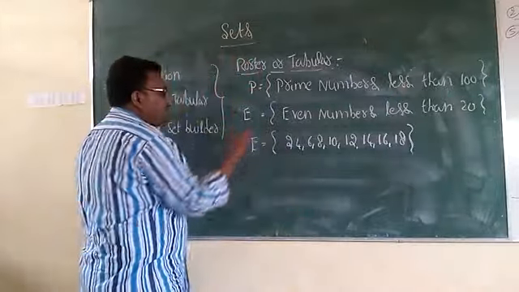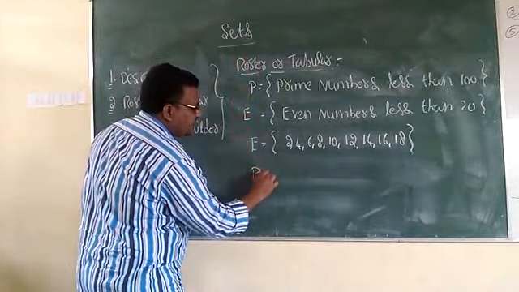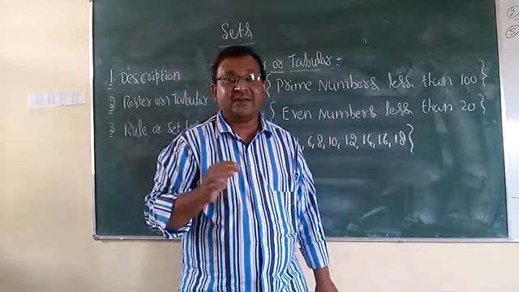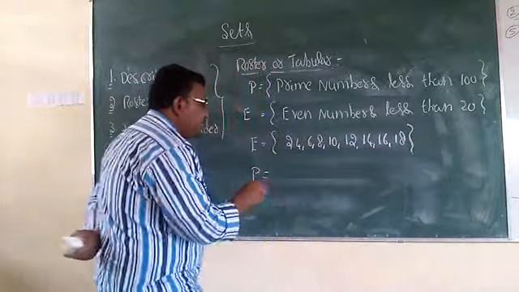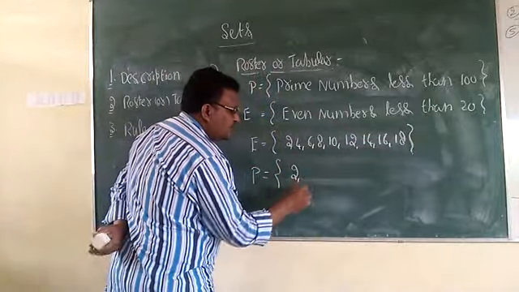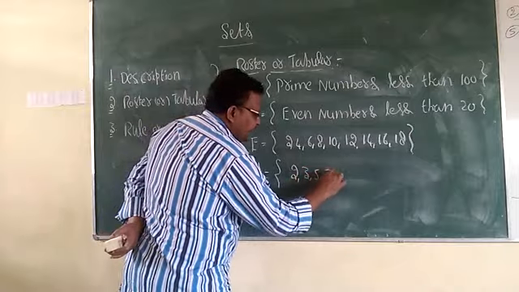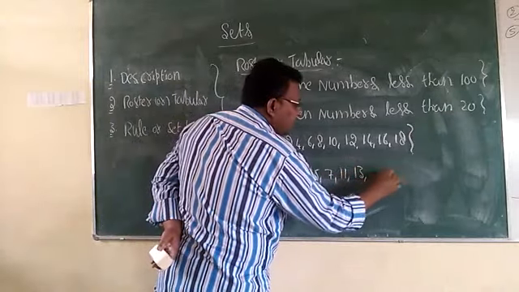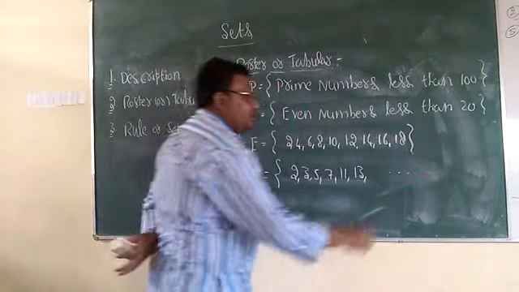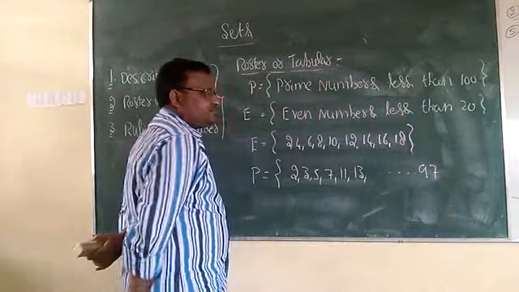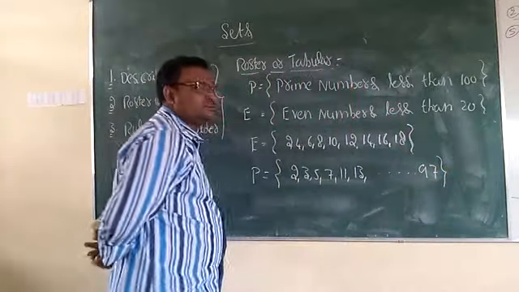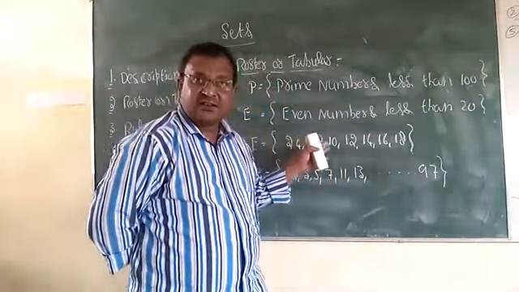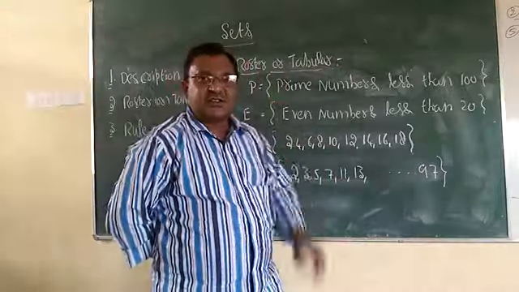And next, one more example we have taken: P. What is it? Prime numbers less than 100. What will come in this one? Prime numbers. So 2, 3, 5, 7, 11, 13 and so on, up to 97. So like that we have to list out. Listing out the given description is called the roster or tabular method.